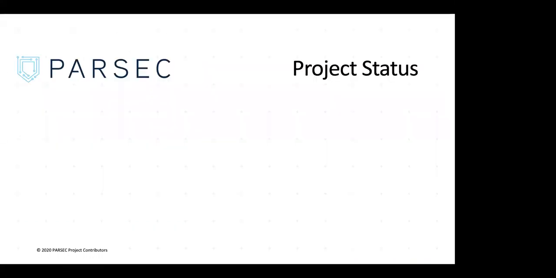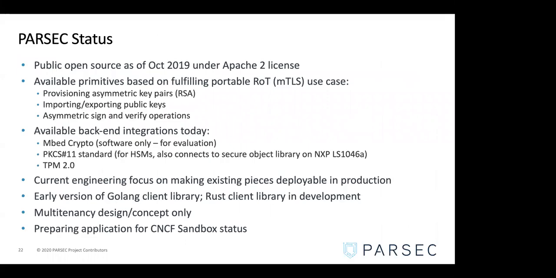Right, let me do a project status. So just a few quick slides on the status of the project as it exists today. It's been public in GitHub since October last year. It's all Apache 2 licensed. The available API so far is what's targeted at supporting the portable root of trust use cases. So that's provisioning key pairs, exporting the public key, signing with the private key.